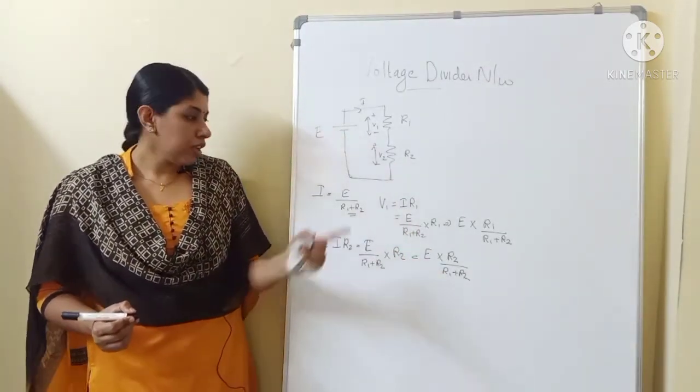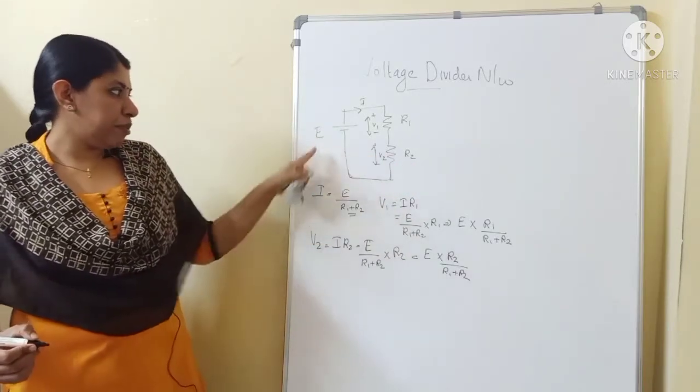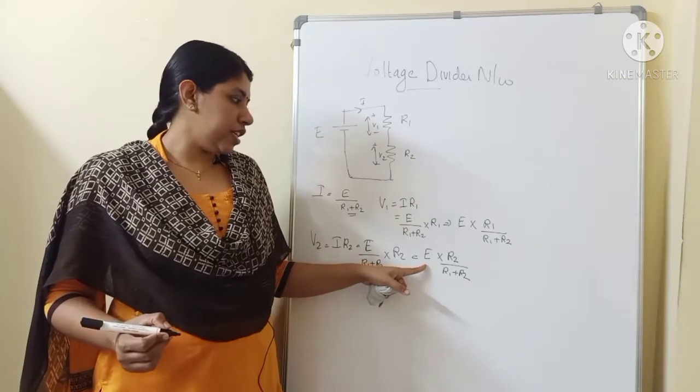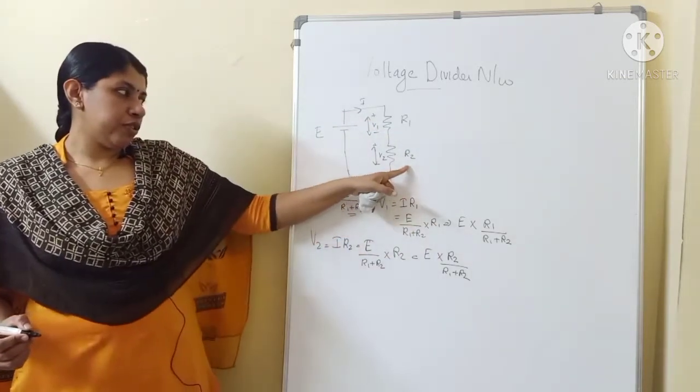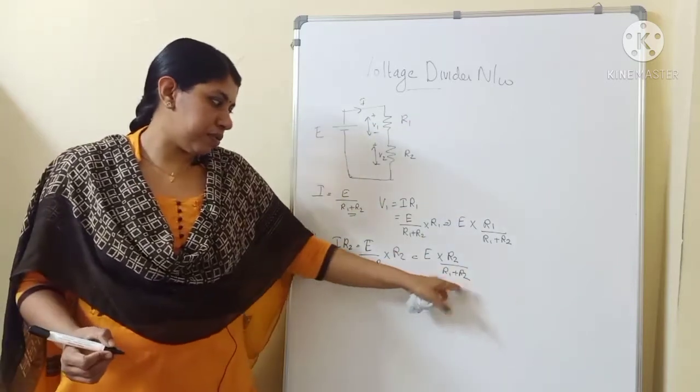So the voltage drop V2 across the resistor R2 is given by the applied voltage E into the ratio of that particular resistance to the total resistance. The total resistance is R1 plus R2.